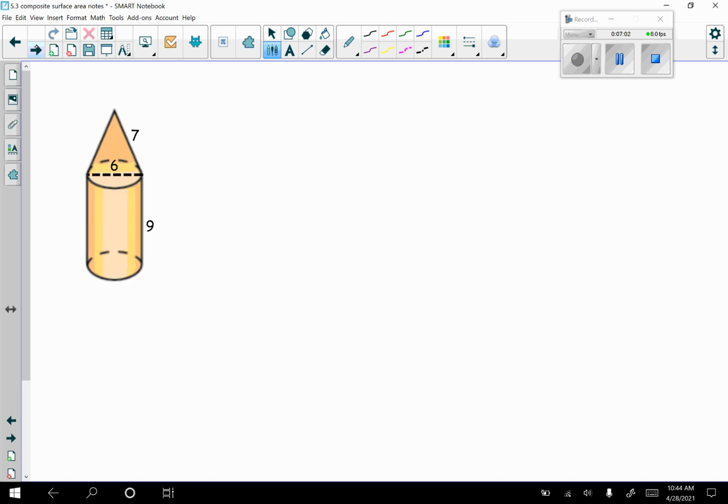I'll do another example. Here we have our cone on top of our cylinder. So for a cone, the surface area is pi r L plus pi r squared, because remember the area of a circle is pi r squared. Now we just need our radius and our slant height. Key thing, the 6 is the diameter. So our radius is 6 divided by 2, which is 3. The slant height of our cone, L, is 7.